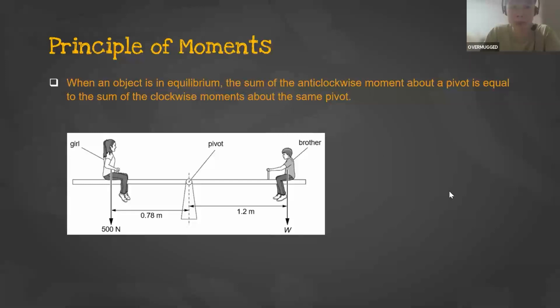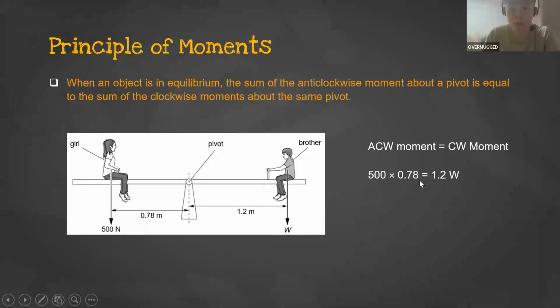First, I state the principle of moments. Anti-clockwise moment equals clockwise moment. Which one will cause the thing to turn anti-clockwise? It's the girl. When the girl sits here, this thing will turn anti-clockwise. So I calculate the anti-clockwise moment for the girl: 500 times 0.78.